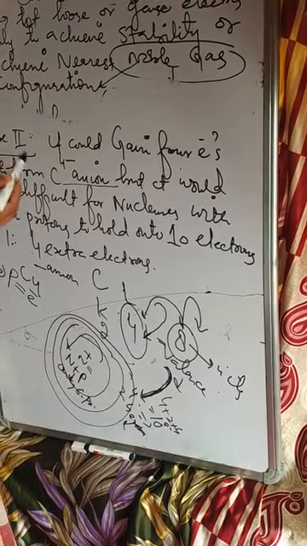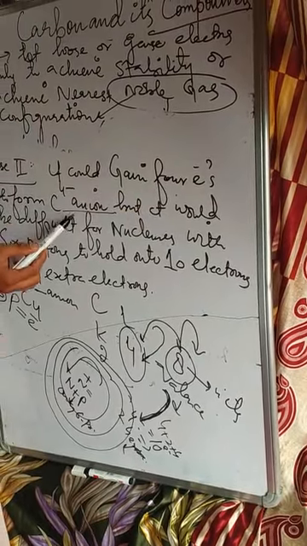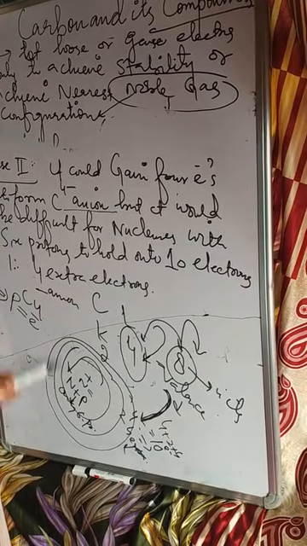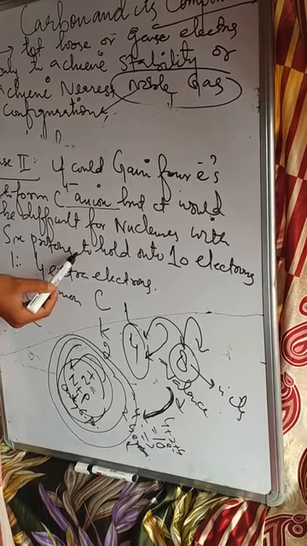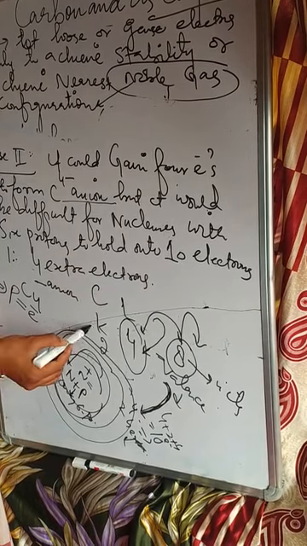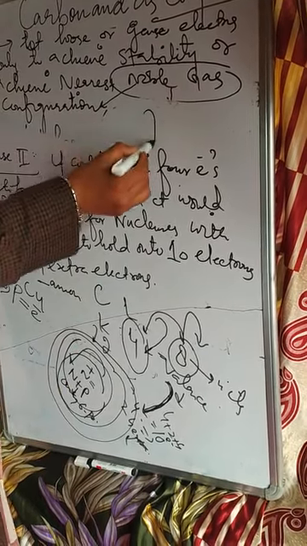So in case second, it could gain 4 electrons to form C4 negative anion, but it would be difficult for the nucleus with 6 protons, because carbon has 6 protons in its nucleus, to hold on to 10 electrons, that's 4 extra electrons. So case second means it can't gain 4 more electrons.